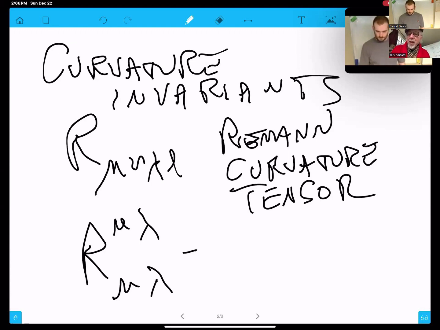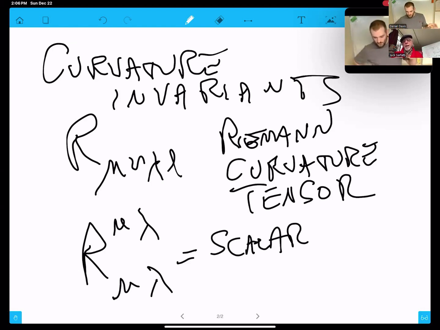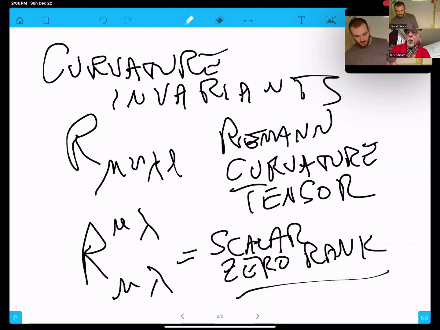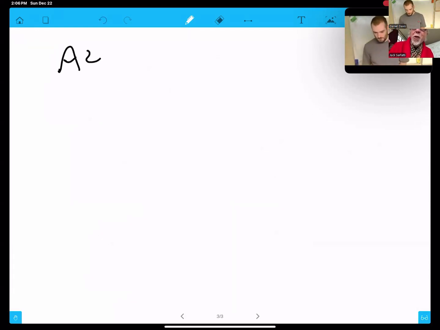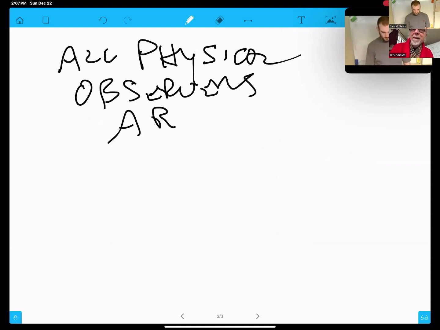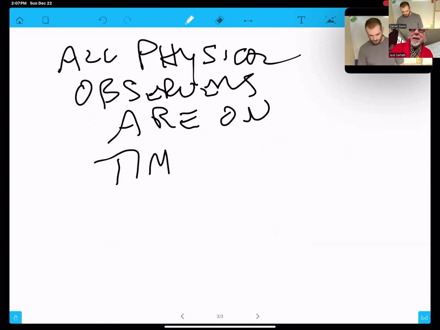This is called a scalar. So it doesn't matter where the observer is looking from. The curvature is going to be the same for all observers when they compute it. This is called a zero rank tensor. So is it all observers or all time-like observers? Okay, you're asking good questions. All physical observers are on time-like world lines.